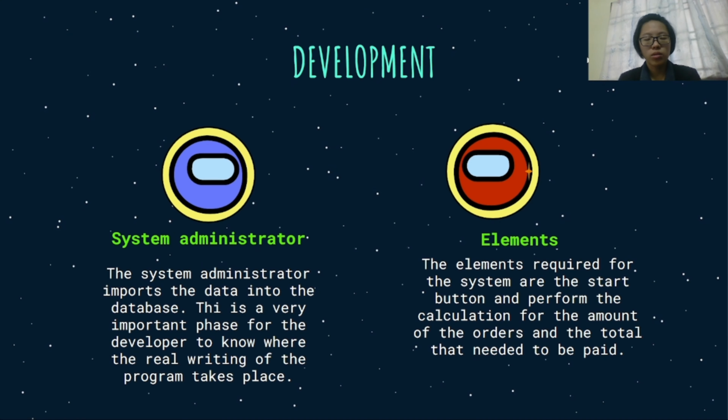Hi, so now I will be continuing my part with the development phase in the SDLC. There are three important roles in the development phase, which are the system administrators, the elements that need to be included in the development phase, and also the last, the developers.